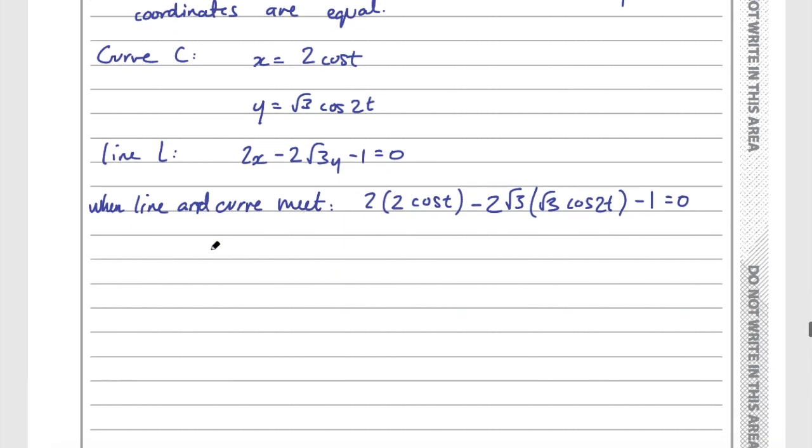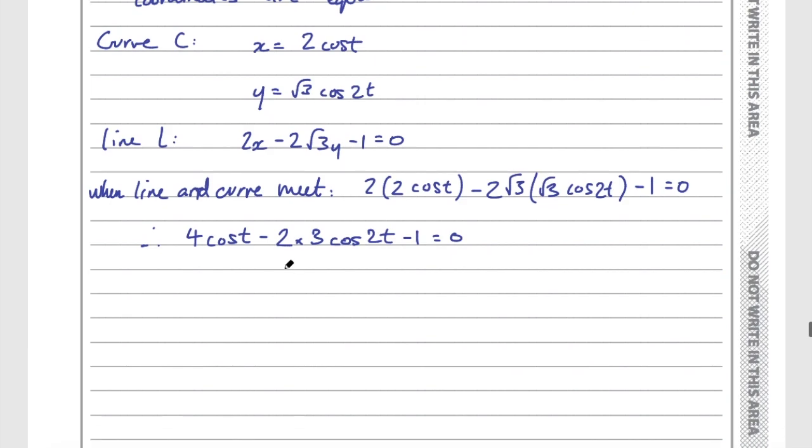Okay, so now we need to go ahead and start solving this. So firstly, expand the brackets out. So this is going to be 4 cosine t minus root 3 times root 3 is just 3, so 2 times 3 cosine 2t minus 1 equals 0.